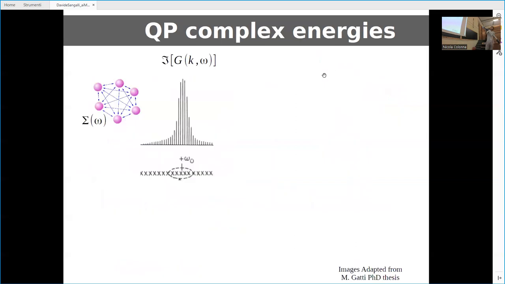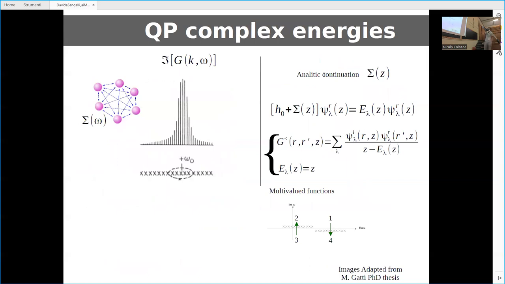And indeed, I can think that, for example, my quasi-particle peak results from many poles in my many-body Green's function, precisely because I have a frequency-dependent self-energy. So there is also an alternative view, which is based on the idea of doing what is called analytic continuation of the self-energy. Up to now, the self-energy was a function of a real frequency. What I can do is analytic continuation in the complex plane and then solve this quasi-particle-like equation with this dynamical self-energy.